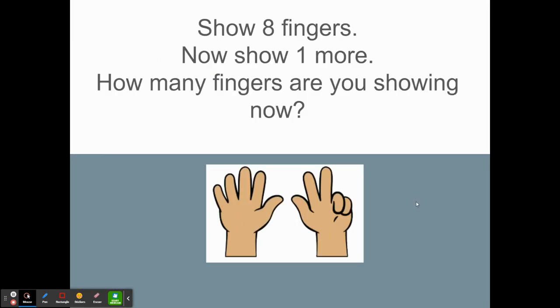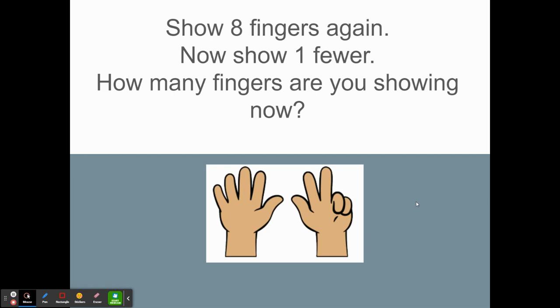Now, this one goes into the lesson of one more. So you have the students show you 8 fingers, and you want them to use, like we learned in our PD, reading from left to right, and showing one more. What would one more look like if they had one more? And then it would be 9.